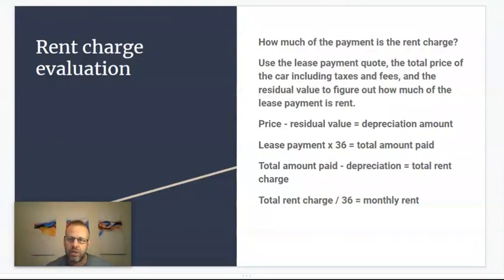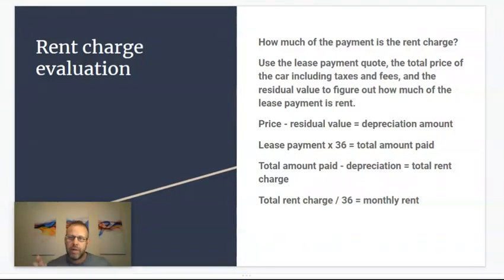So here's how the math works, and we're going to put some numbers to this right after this initial example. So we take that total price of the car, and then we subtract from it the residual value. So that's how far down you're paying from the starting price to the end residual. The depreciation amount is how much you have to pay down the actual car during the 36-month lease. Then we're going to take the actual lease payment, the amount you're paying monthly, and multiply it by the 36 months you're going to pay that. And that's going to give you a larger number. That's going to be the total amount you're actually going to pay.